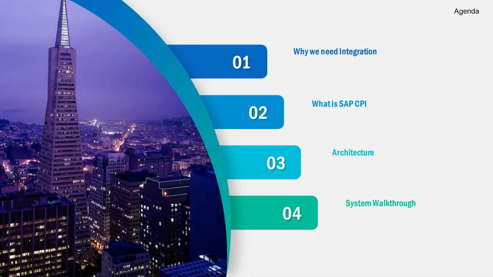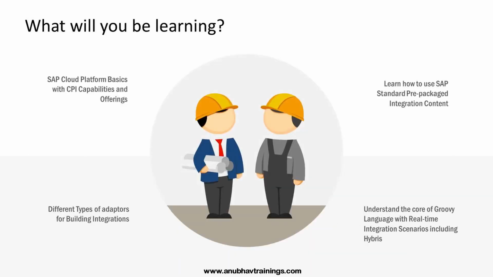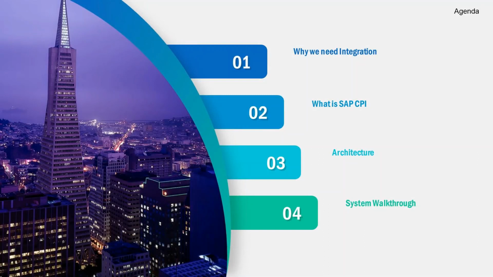The second part: let's start. I think we are clear on who can learn this course and what we'll be learning. Next is the agenda for this demo. First of all, why we need integration. If you're starting from scratch, you might be on some application, or you might want to be a functional consultant. So the agenda for today is: why we need integration, then what is SAP CPI, then what exactly the architecture is, and a system walkthrough. Whatever the topic today, it will be a holistic overview, and once I show you the content, if you subscribe for this particular part, then we can go into detail.